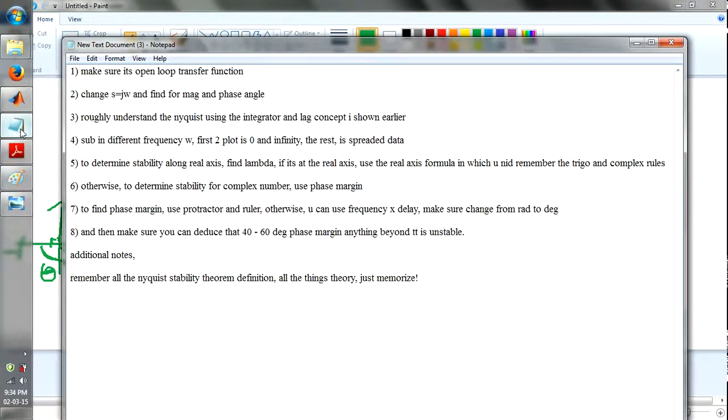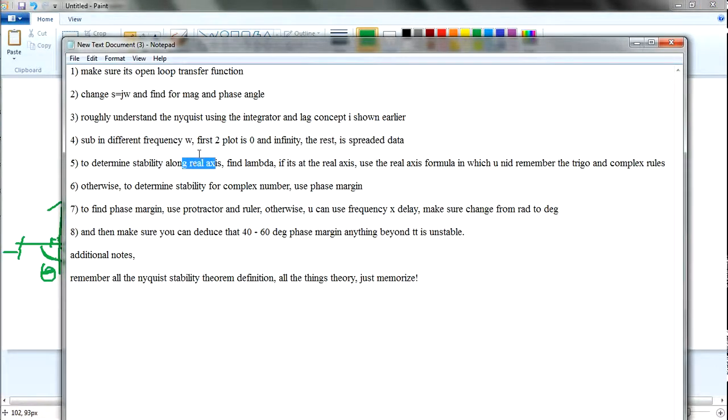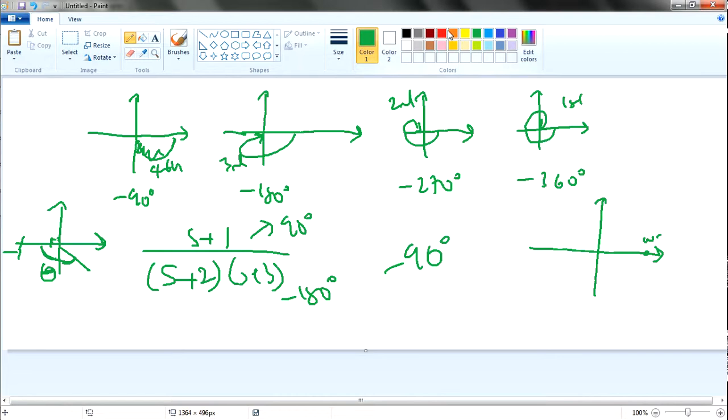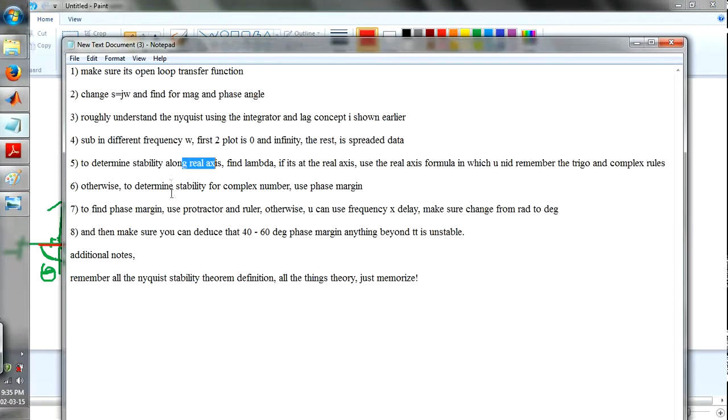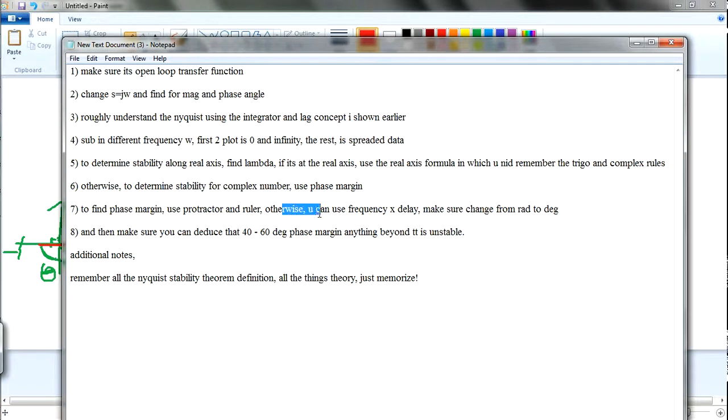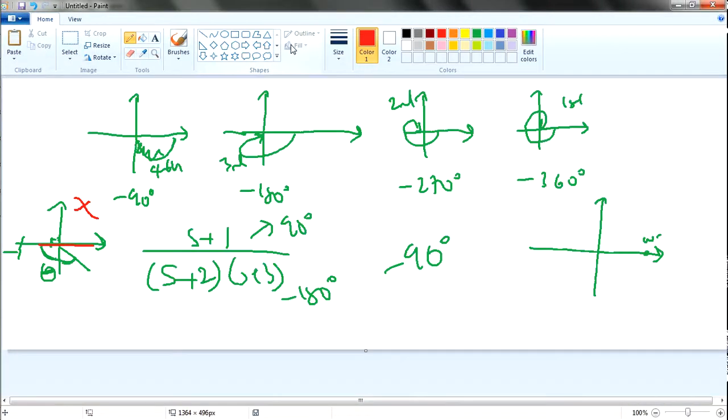So for stability along the real axis, which is along this line, you can find lambda using the method just now, the complex and the trigonometry. If it's this one, you can actually plot using your protractor and ruler. So you just need to know the angle.